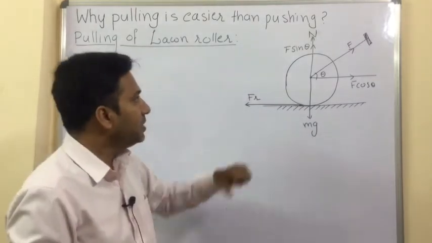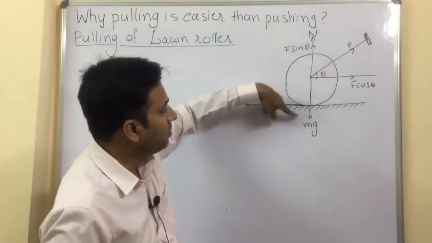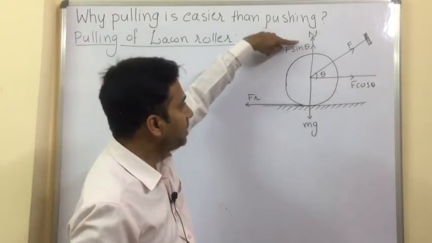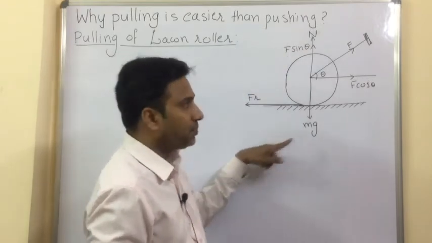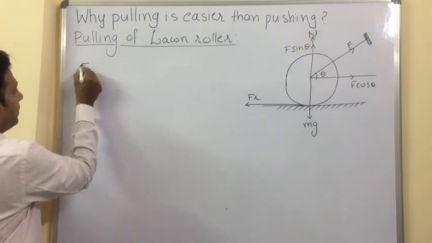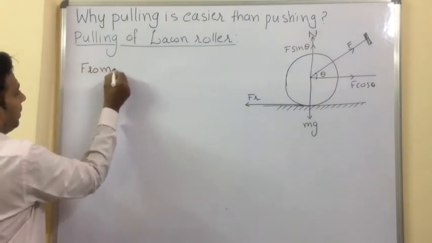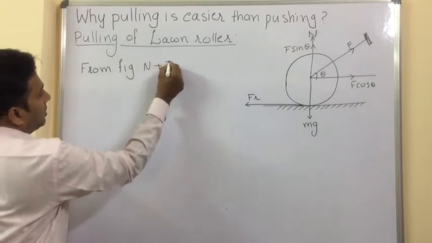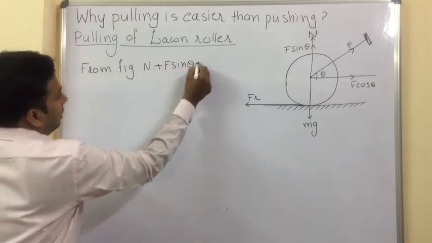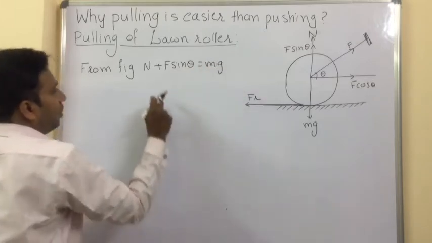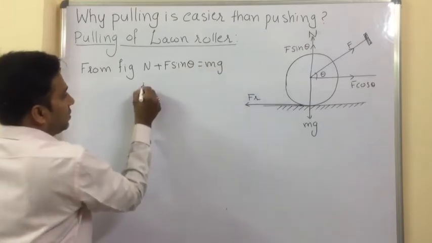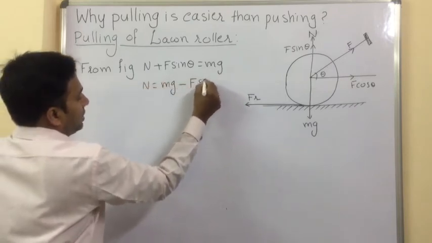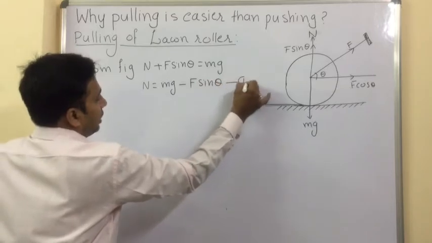Let us see how. Simply you see here, upward forces should be equal to downward forces. We can use that. So N plus F sin theta is equal to mg. So from the figure we can write N plus F sin theta equal to mg. Now we will write F sin theta on the other side. So N equal to mg minus F sin theta, equation 1.